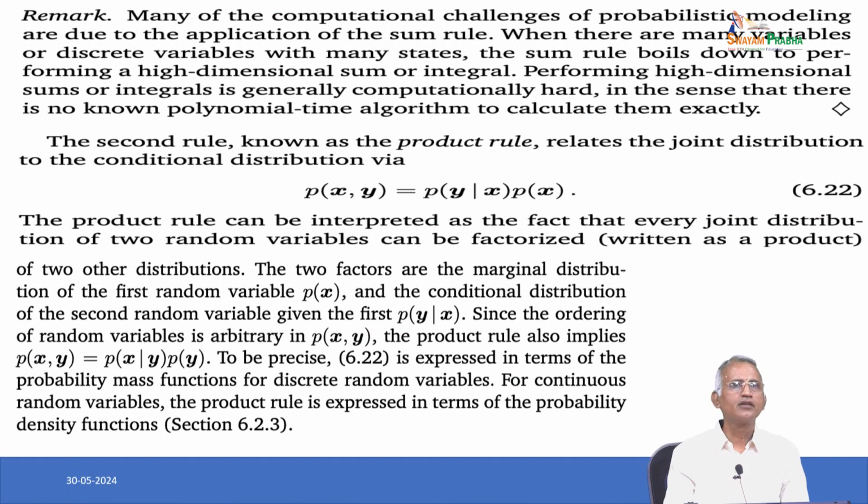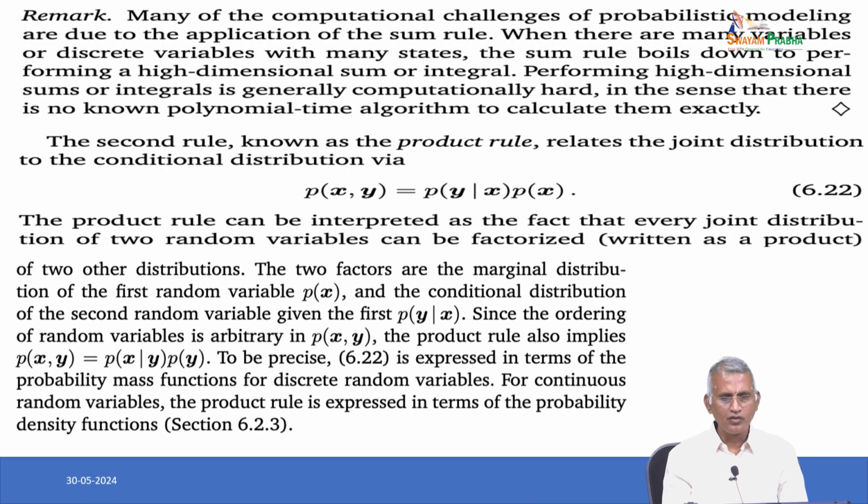Now, we have a note: many computational challenges of probabilistic modeling are due to the application of the sum rule. You have to make a note that when there are many variables or a discrete variable with many states, the sum rule boils down to performing a high dimensional sum or integral. Performing high dimensional sums or integrals is generally computationally hard, in the sense that there is no known polynomial time algorithm to calculate them exactly.